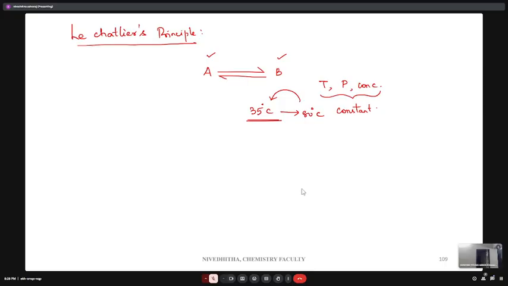Now what we're going to do is discuss what all disturbances can be given and how the disturbances are nullified by the reaction. So first is disturbance in terms of temperature. A is my reactant, B is my product. So this is the forward reaction. Here B is the product and Q is the amount of heat energy released.